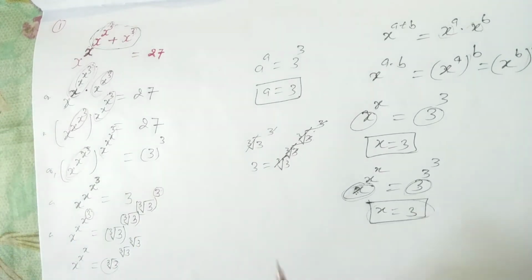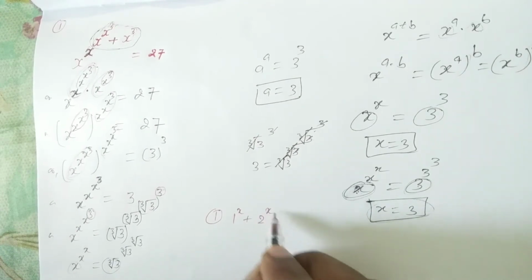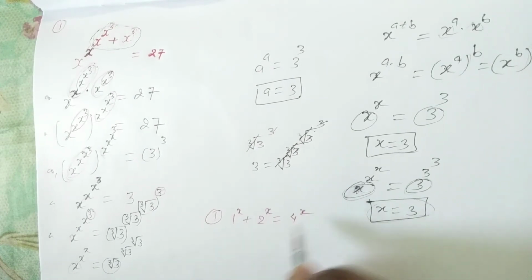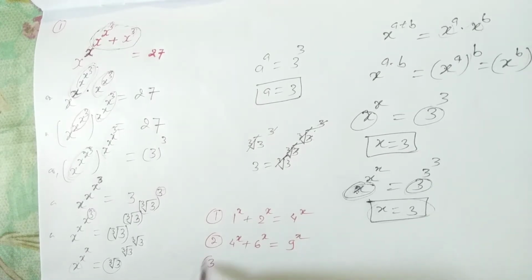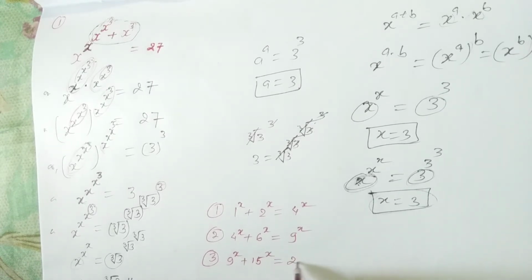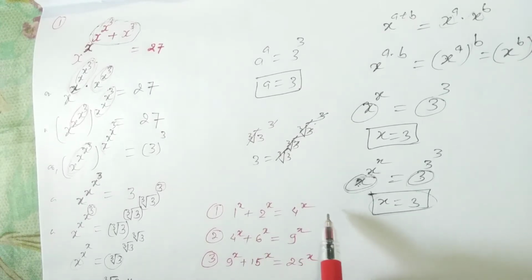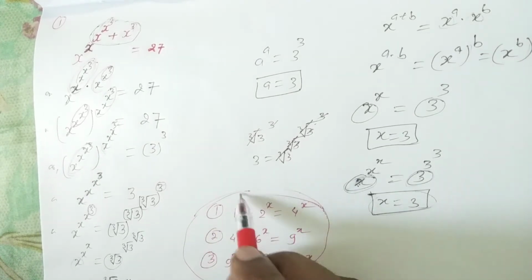Suppose we have a question like this: 1 to the power x plus 2 to the power x is equal to 4 to the power x. Or for the second question I'm going to write here: 4 to the power x plus 6 to the power x is equal to 9 to the power x. Or for the third question I'm going to write here: 9 to the power x plus 15 to the power x is equal to 25 to the power x. If we have questions like these, then how can we solve them?